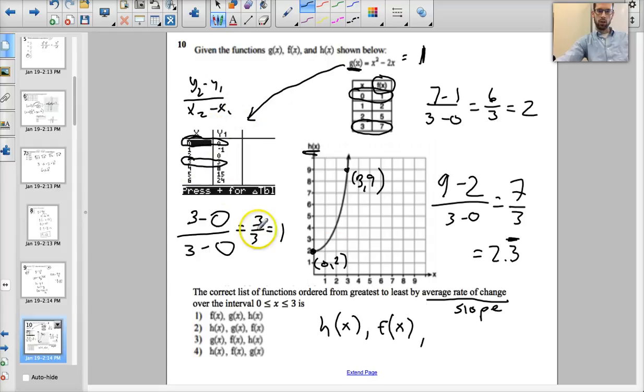And then finally, we'll close off with g of x because that had an average rate of change of 1. So that means the answer choice is going to be h of x, then f of x, then g of x, which is answer choice number 4. Yay!